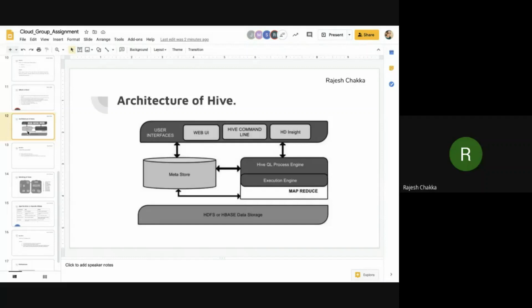The HiveQL process engine, like HiveQL, is similar to SQL for querying on schema info on the Metastore. It is one of the replacements for the traditional approach for MapReduce program. Instead of writing MapReduce program in Java, we can write a query for MapReduce job and process it.